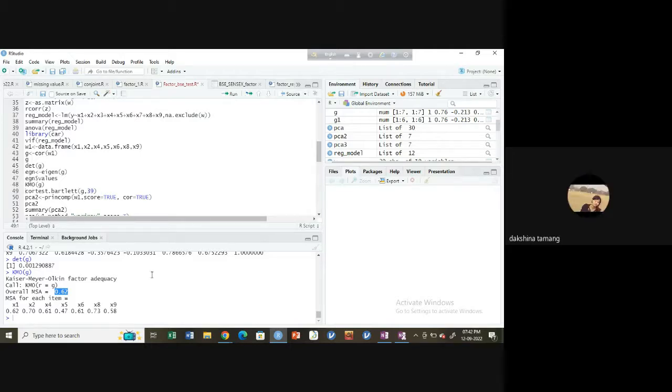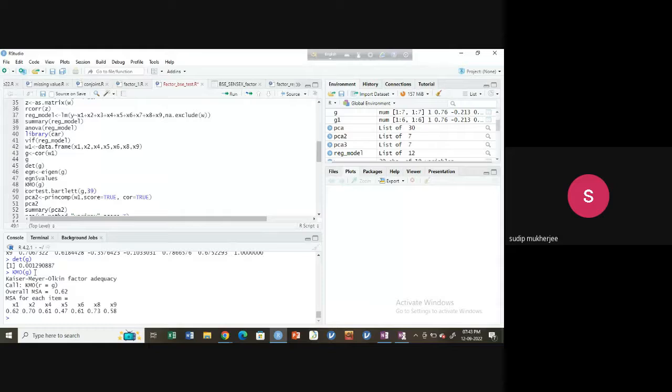Next, in this case, the determinant value is 0.00129. So it's not equal to zero. Can we go ahead? Yes, sir. Not equal to zero, so you can proceed. Right. According to KMO also, sample adequacy is there. You are in a position to go for further processing of your data.